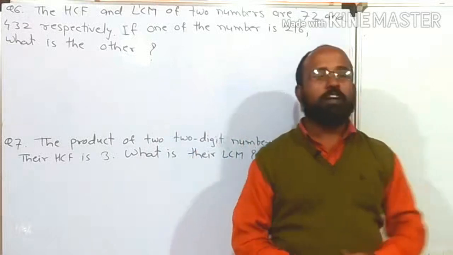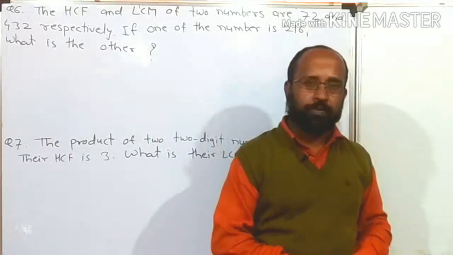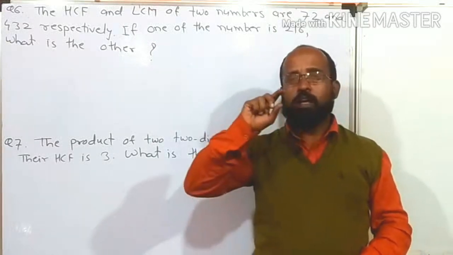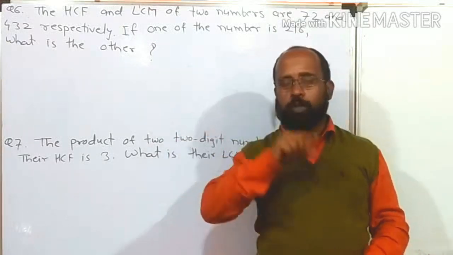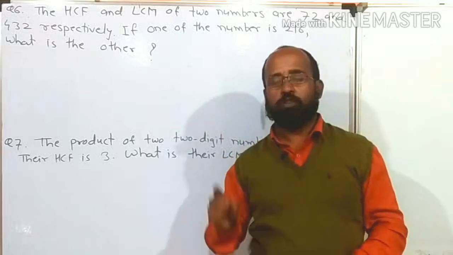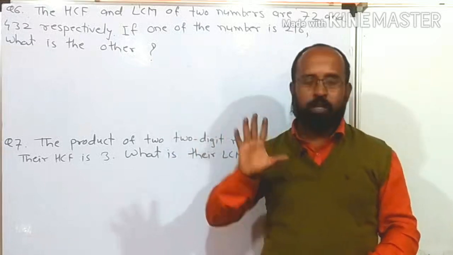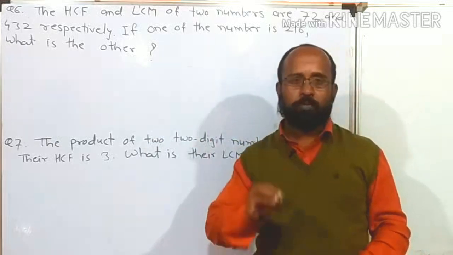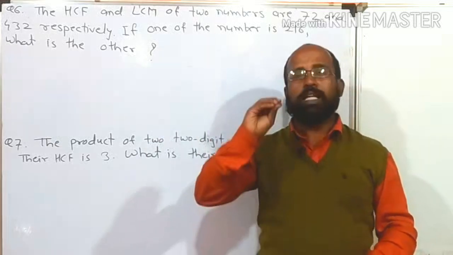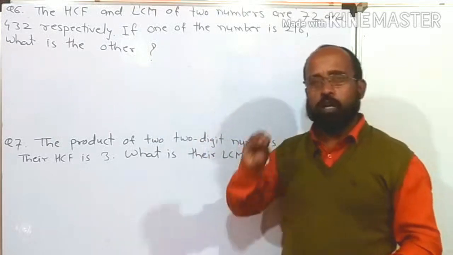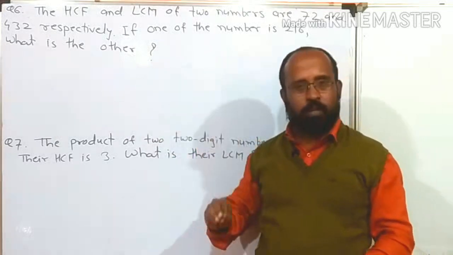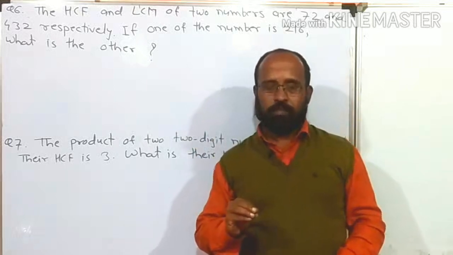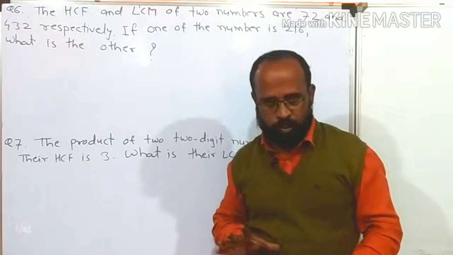Welcome to mathematics. Friends, in our previous video, we verified one rule. The rule is: multiplication of two numbers is equal to multiplication of their HCF and LCM. In this video, we are going to solve word problems based on that rule. We are going to solve questions 6 and 7 from Practice Set 14 of Lesson 3, HCF LCM, of the Maharashtra State Board.